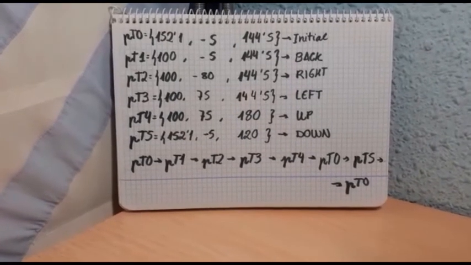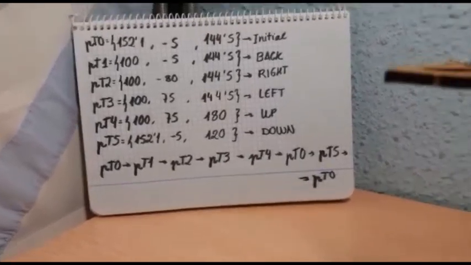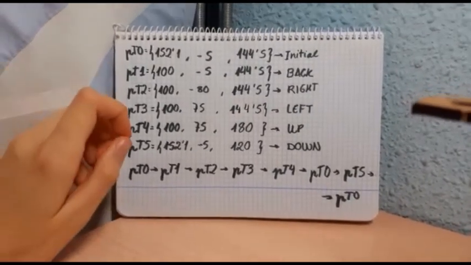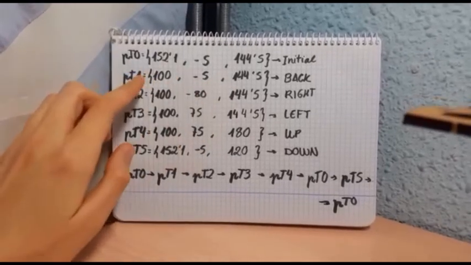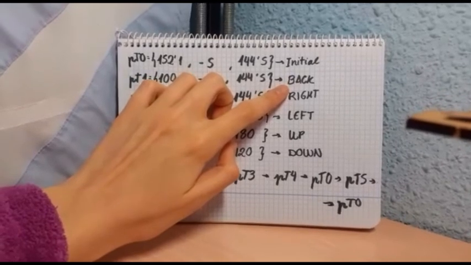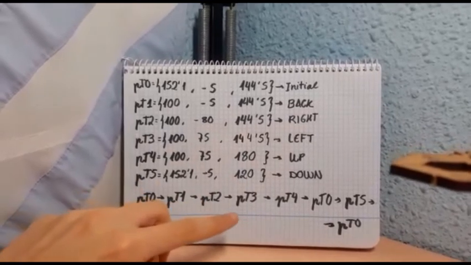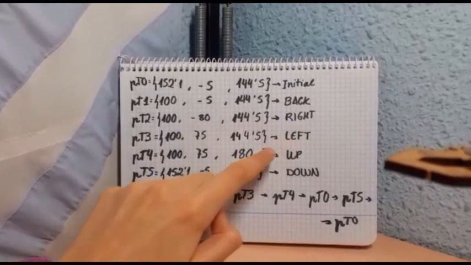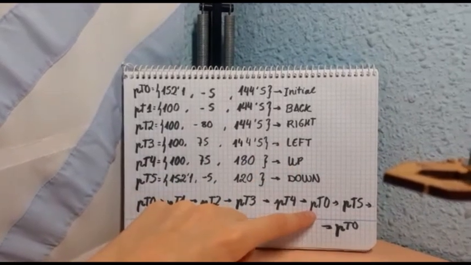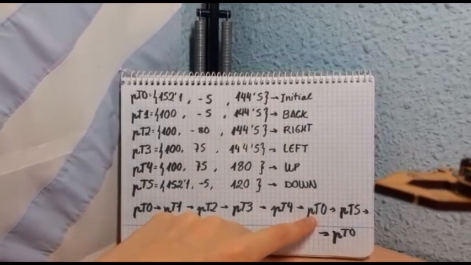Okay, so I have written down the points in this notebook, and I have written down the sequence of movement. So this is the sequence. And as you can see, the first thing that is going to happen is that we will go to point 1. That means that the robot will move backwards. Then point 2, it will move to the right. Then point 3, it will move to the left. Then point 4, it will move upwards. Then it will go back to the initial position. And this movement will be a diagonal line.